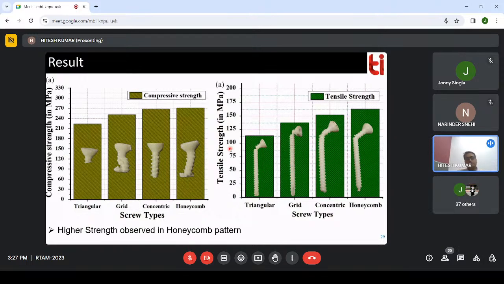First, for the mechanical behavior, we calculated the compressive and tensile strength of the material. As we can see, in compressive strength, concentric and honeycomb give more or less the same, but in tensile strength there was around a 15 to 17% increase observed in the tensile behavior of the material.